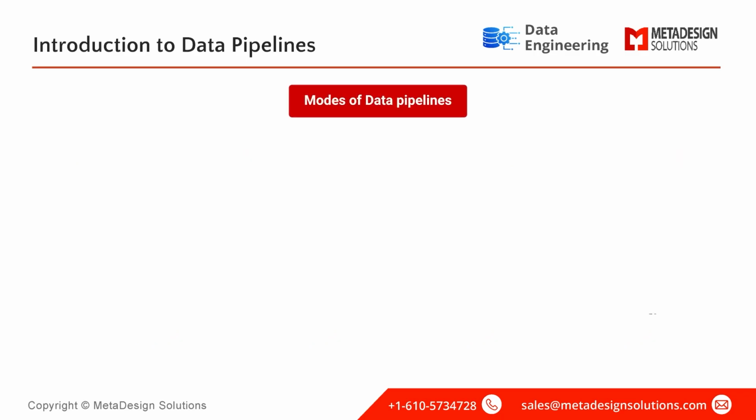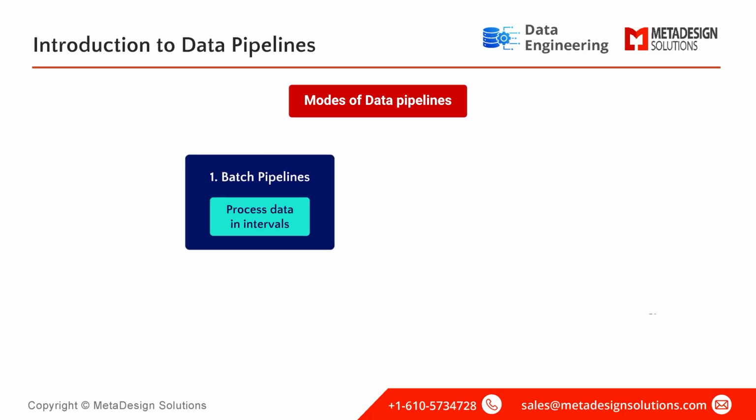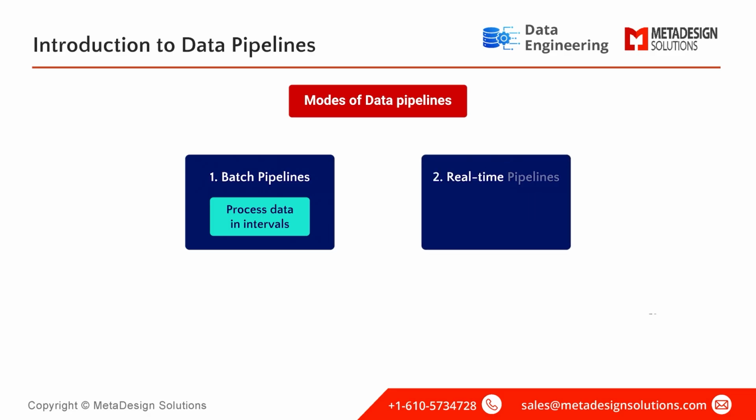Data pipelines can operate in two main modes. Batch pipelines, these process data in intervals. For instance, a pipeline might aggregate daily sales data and store it for monthly reporting. Real-time pipelines, these handle data as it is generated. They are used in scenarios like fraud detection, where immediate action is required.